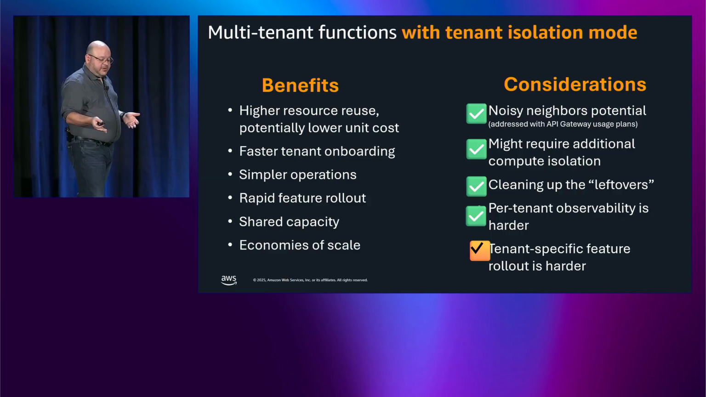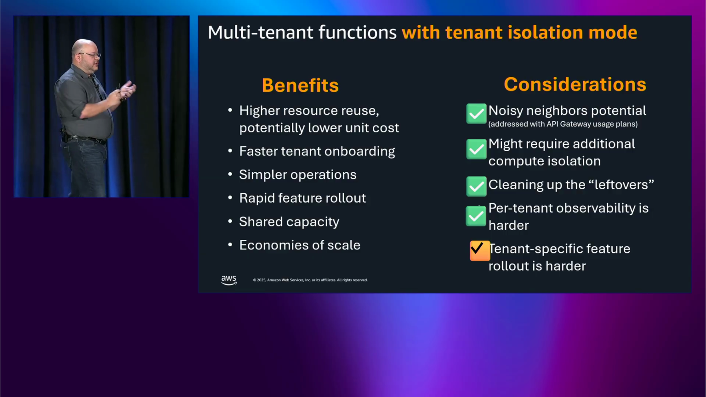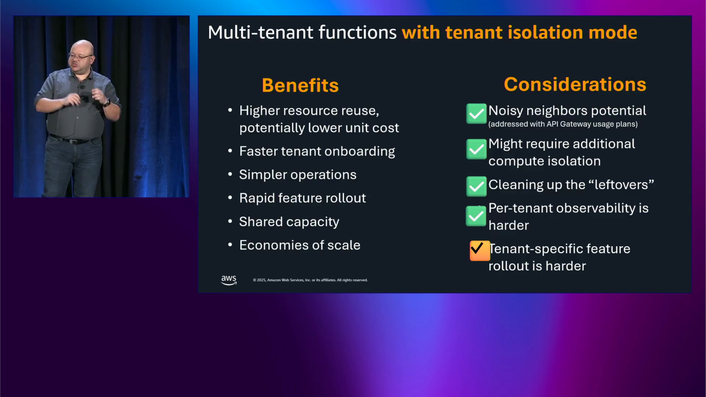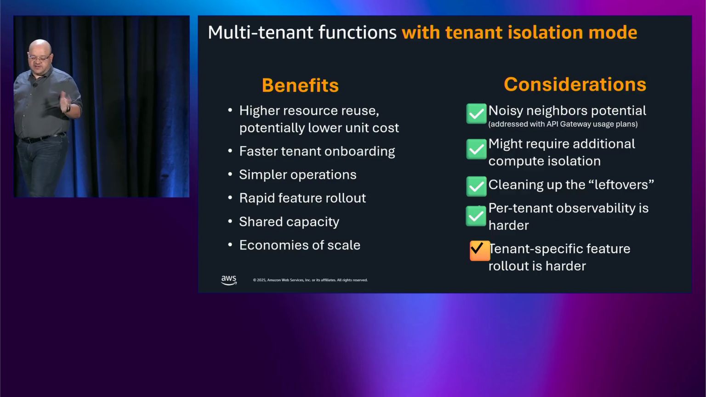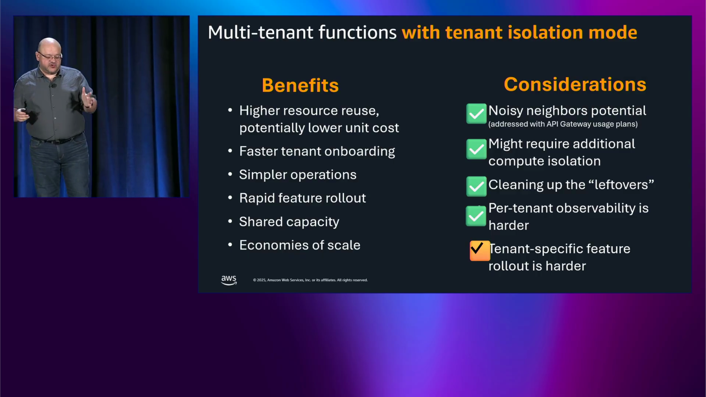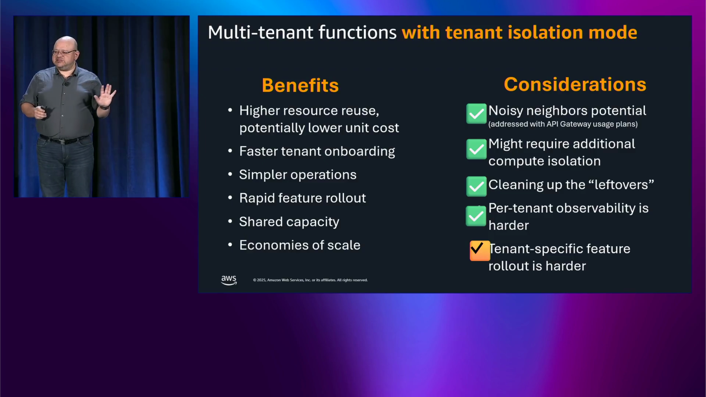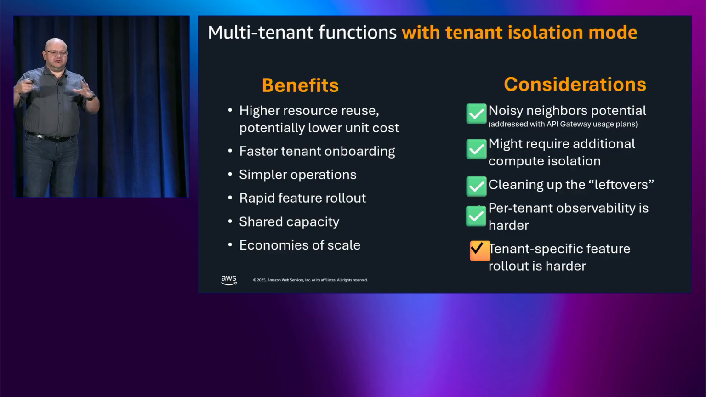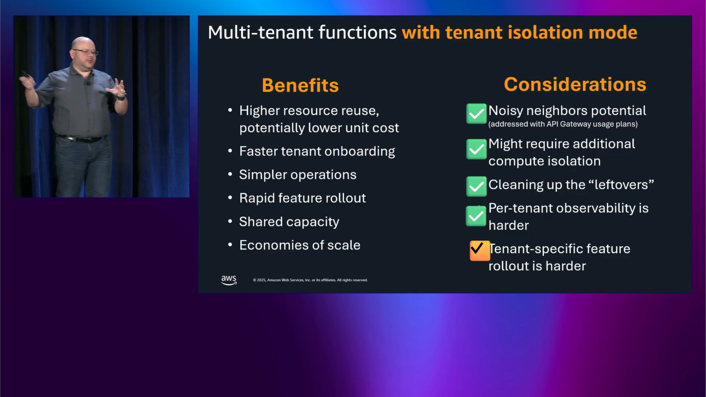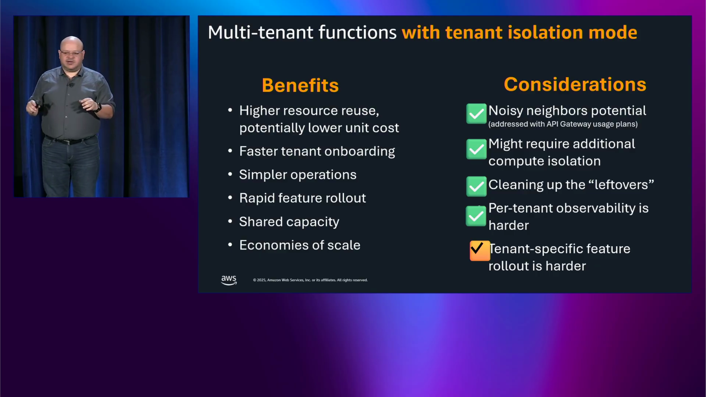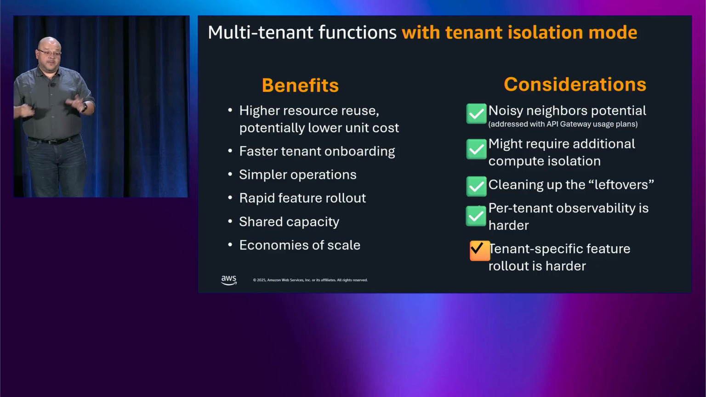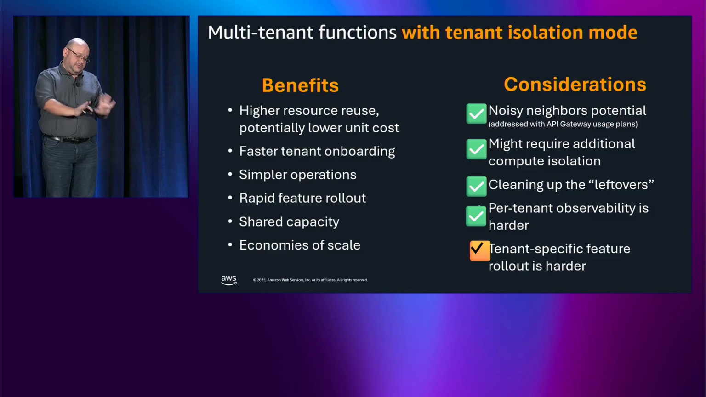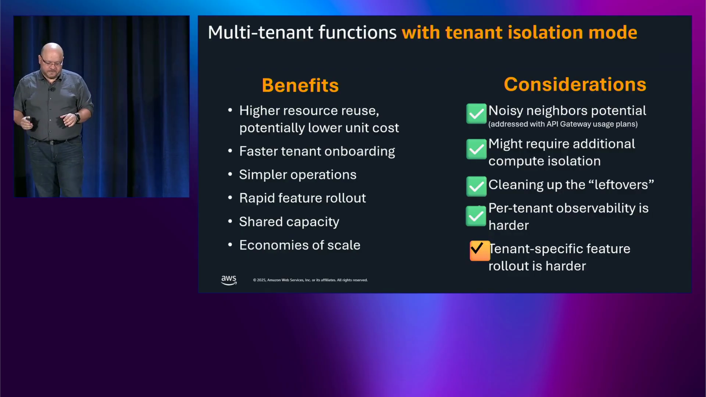Per tenant observability is harder. Now you have per tenant logs. You can emit per tenant metrics. You got all of that. To be very, very fair, tenant-specific feature rollout is harder. You know, let's mark it as yellow, right? It's not exactly the problem we solved. It is easier because you have the tenant information in your function code, but you still need to do some, you know, if tenant ID equals or case tenant ID, right? You still need to do something in your code, but it is a little bit easier. So, you know, to be fair, we'll keep it as yellow.